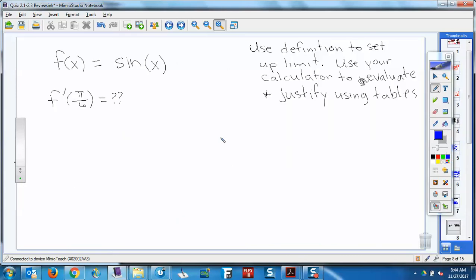Okay, now we are going to right here. Okay, so let's say we have this problem. So here's another review problem. This is another thing you're going to have to be able to do. Okay, so f of x is equal to sine x. I want to know what f prime at pi 6 is. Okay? However, I want you to do it by using the definition. So use the definition to set up your limit, then use your calculator using the table.